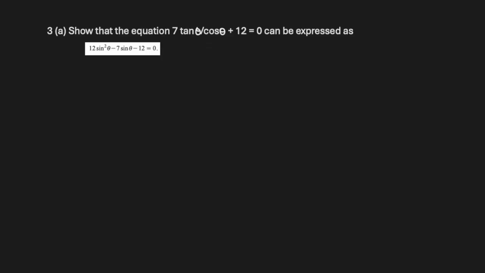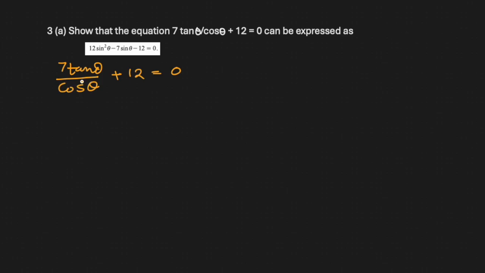Question 3a. Show that the equation 7 tan theta divided by cos theta plus 12 equal to 0 can be expressed as this. So I don't think there should be any problem in this one. Okay, so first we should do what?